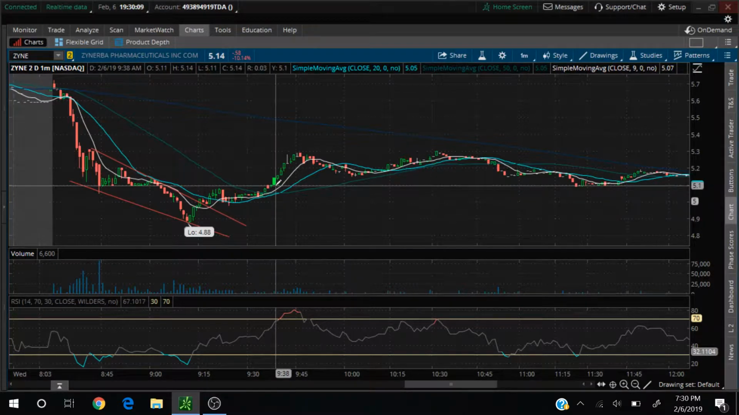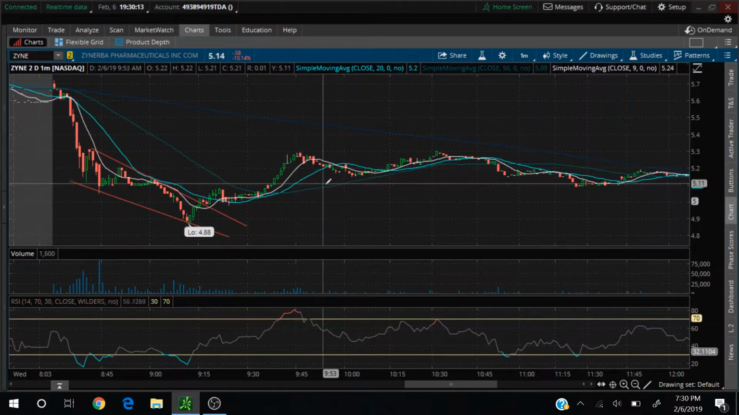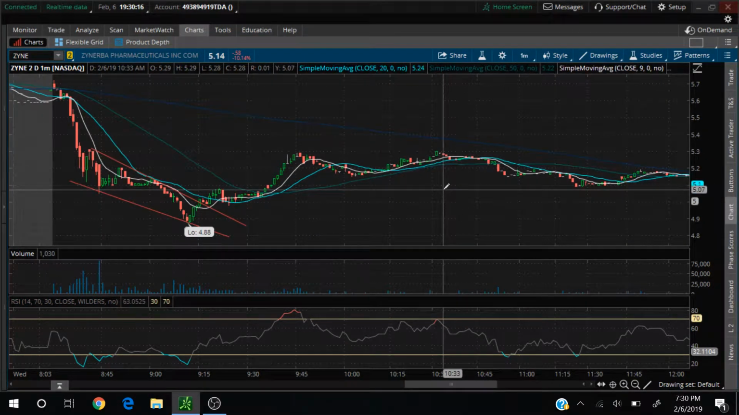Another thing to keep track of is EMAs. These are EMAs, all these squiggly lines. Now, why they're important is because they can act as support and resistance levels too.